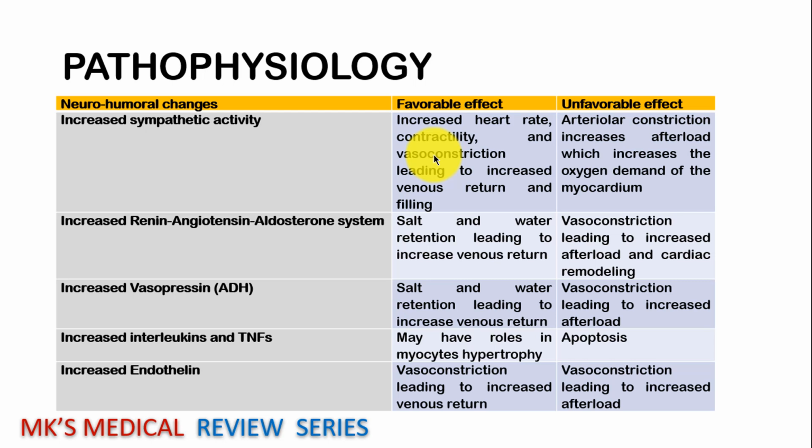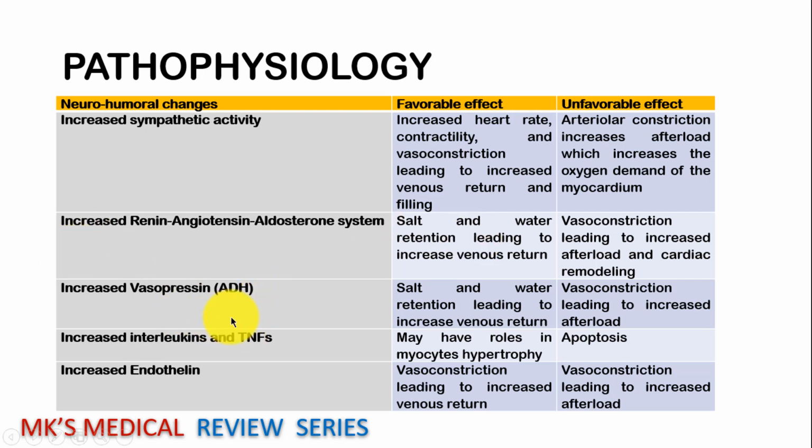Then of course, an increase in the renin-angiotensin-aldosterone system means that salt and water is going to be retained. So there is going to be an increase in the venous return and an increase in the blood volume. But of course, the renin-angiotensin system also leads to vasoconstriction that increases the afterload and also causes cardiac remodeling. Those are unfavorable effects that you do not want.